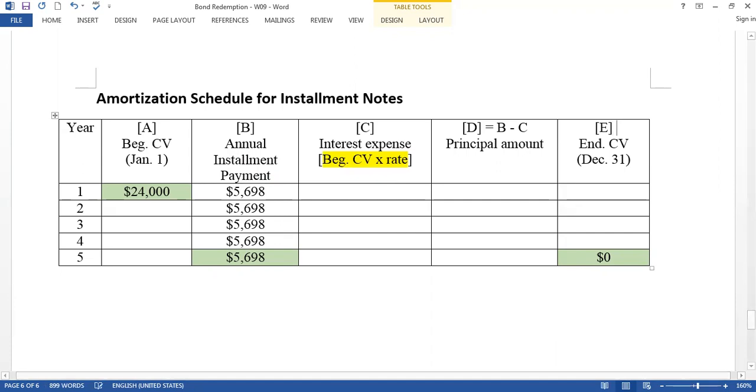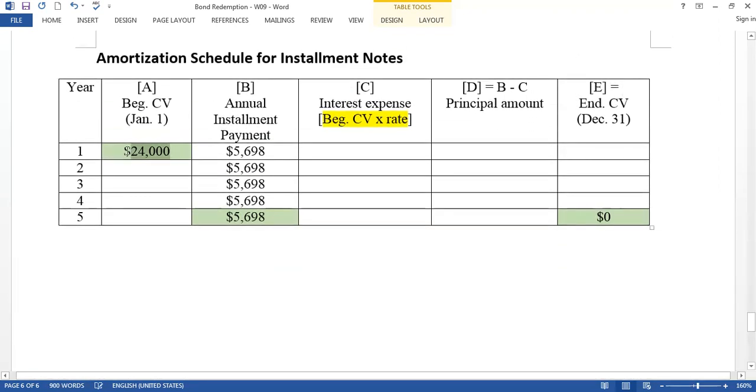Then how to calculate E actually? E is, look at here. This is the beginning carrying value, right? Beginning carrying value minus which one? B, C or D? Because B includes some interest expense, right? Interest expense is not the principal amount. 24,000 is the principal amount, right? From here, first payment is this one. We have to find out which amount is the principal amount. So this principal amount is the D, right?